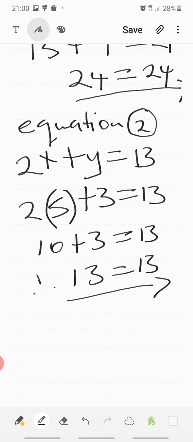Okay guys, that's it for today. I'm going to be coming up with a second video where we're going to deal with the substitution method. Then the third method, which is using the graphical method.